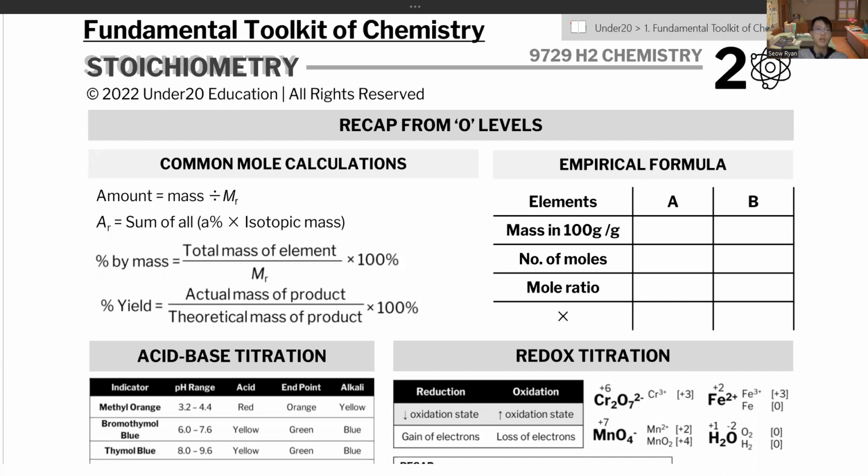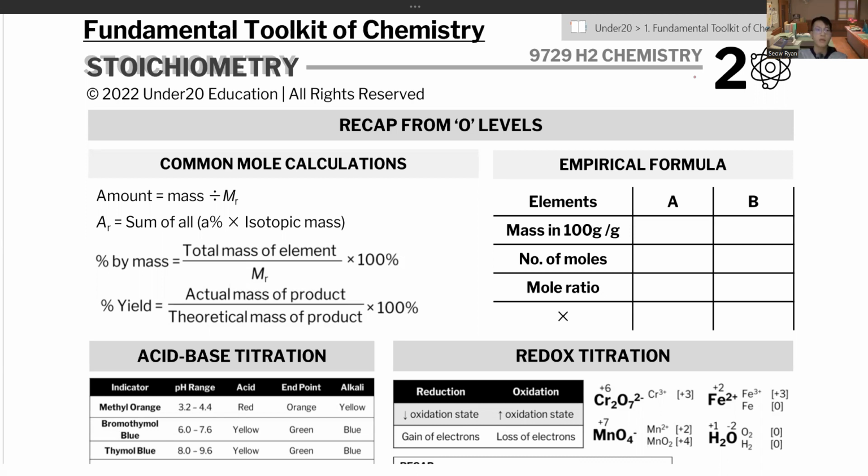So let's do some recap first from what you learned in O-levels, right? Some of the common mole calculations that you have encountered would be, obviously, how to calculate the number of moles. Another way that it can be phrased is what is the amount. So if the question is, what is the amount of nitrogen in this mixture, they are asking you for the number of moles of nitrogen in that mixture.